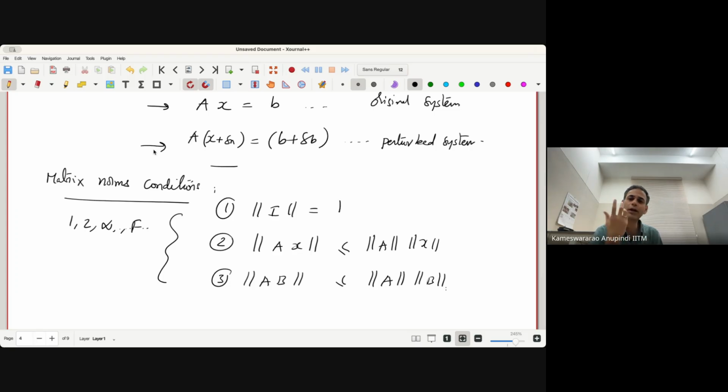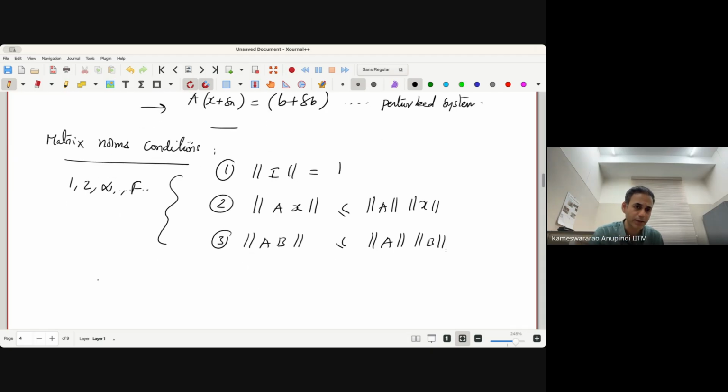Now, we may wonder, why are we perturbing this thing? This is very relevant because, let us say, you are getting all this system of equations from some measurements. You're doing some measurements in the lab and you're getting it. So there are certainly some errors associated with the measurement, right?